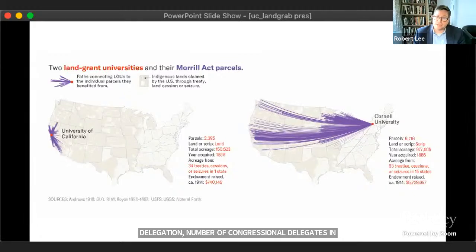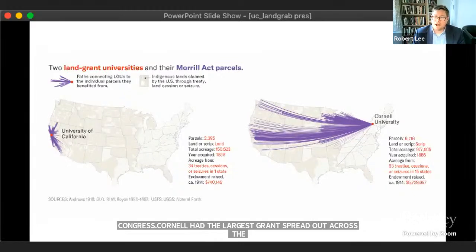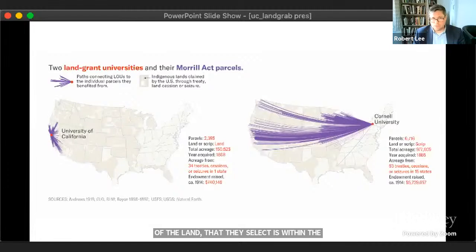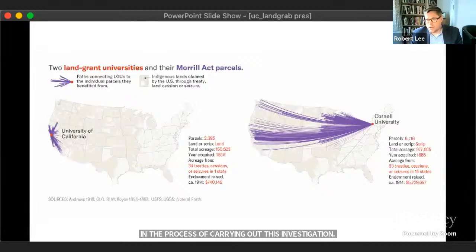And then there's Western states, these land states like California, where all of the land that they select is within the state. And what you see in red here is the depth of the empirical data that we were able to amass in the process of carrying out this investigation. So you see on the California side here, I'll just mention, the number of parcels is over 2,300. You see, is it land or is it scrip? It's land. The total acreage, when you count it up, is 150,000 plus acres.